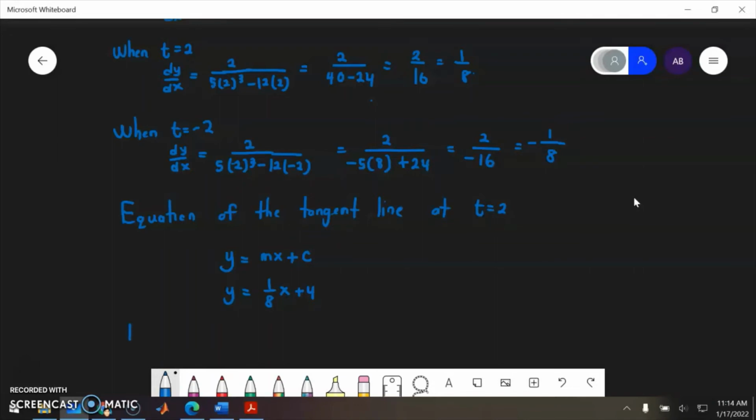And then the second equation of the tangent line at t equals minus 2.